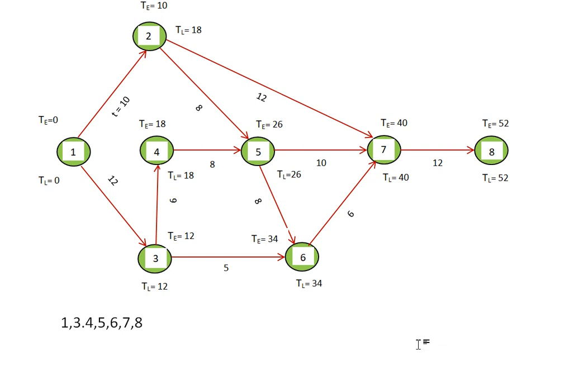So I hope you can understand how to determine the critical events and the event times, which are TE and TL. We need to write them in that way, and we need to calculate them in this way.